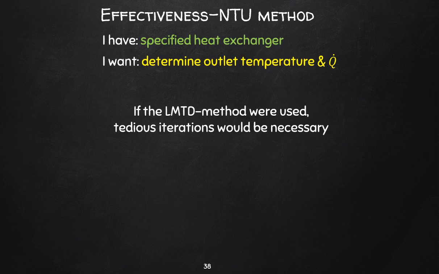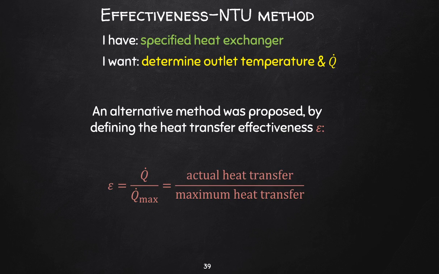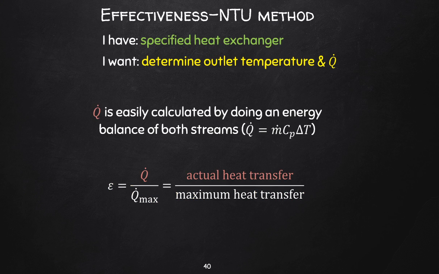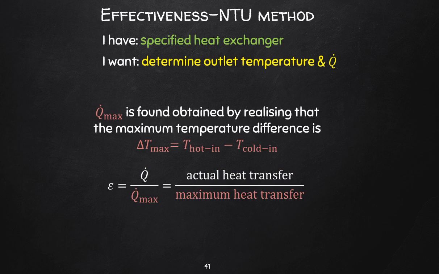Now, the alternative method to the LMTD method is the NTU method. This method defines what is termed as an effectiveness of heat transfer, which is a ratio of the actual heat transfer and the maximum heat transfer. The numerator is found easily using a typical energy balance, m Cp delta T, while the denominator is found by determining the maximum temperature difference for the entire system.